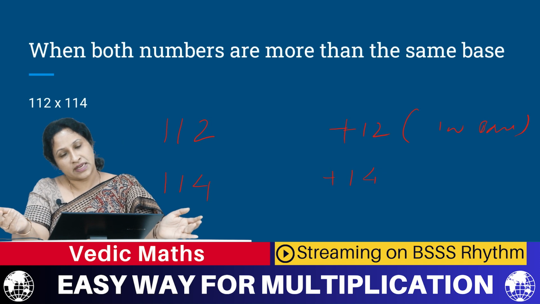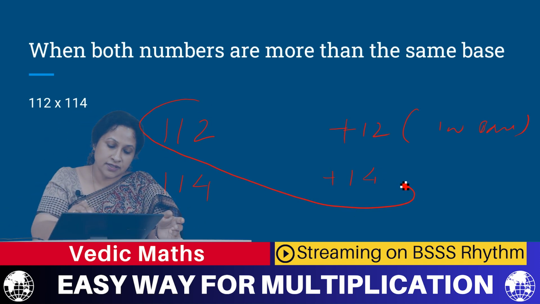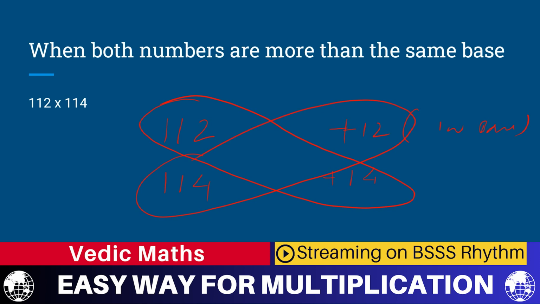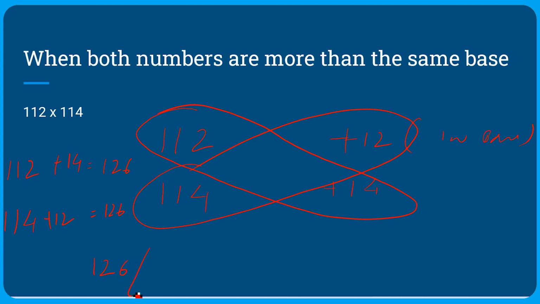Now, the same procedure remains. You will cross tabulate, and when you cross tabulate, let us see whether we end up with the same answer. So, 112 plus 14. What is 112 plus 14? Yes, quick thinking. Yes, 126, right. And then 114 plus 12. 114 plus 12 is again 126, okay. So, again you can see that uniquely the cross tabulation has led to the same answer. So, the first part of the answer is 126.